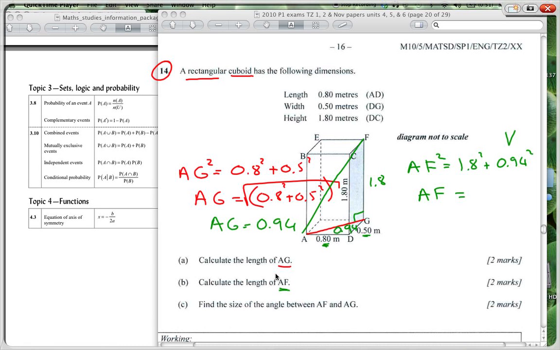So take the value that I've got here, my answer, I square it plus 1.8 squared, enter, and you get 4.13, and then you find the square root of that, and you get 2.03. So I'm going to put 2.0 meters would be this length over here from A to F.